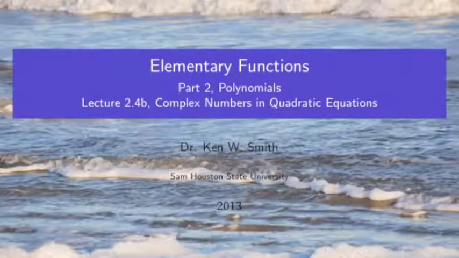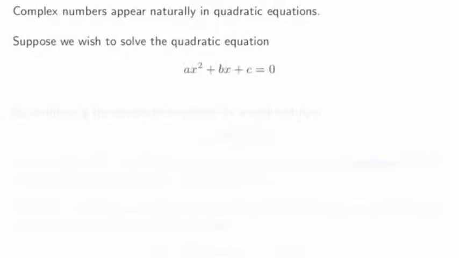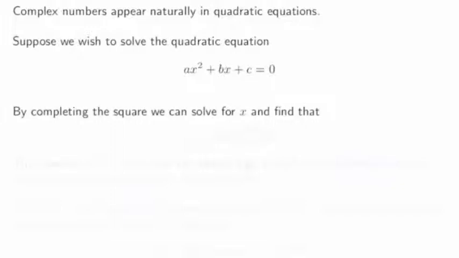This lecture, we look at complex numbers and quadratic equations. Complex numbers appear naturally in quadratic equations. Suppose we want to solve the quadratic equation ax squared plus bx plus c is equal to 0. By completing the square, we can solve for x and find that x is equal to minus b plus or minus the square root of b squared minus 4ac all over 2a. This is the quadratic formula.